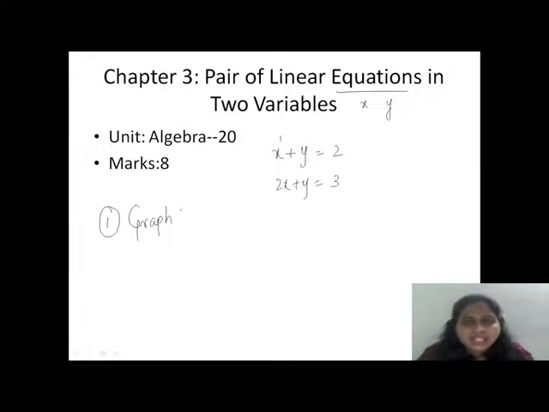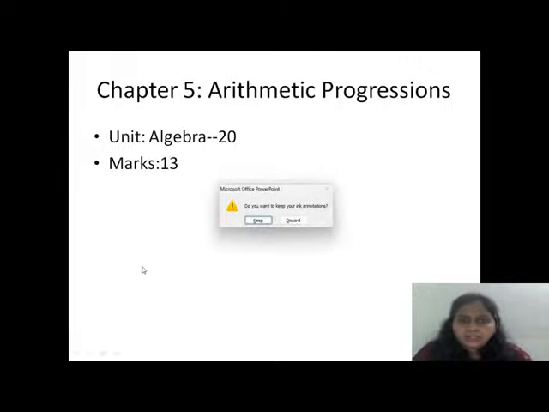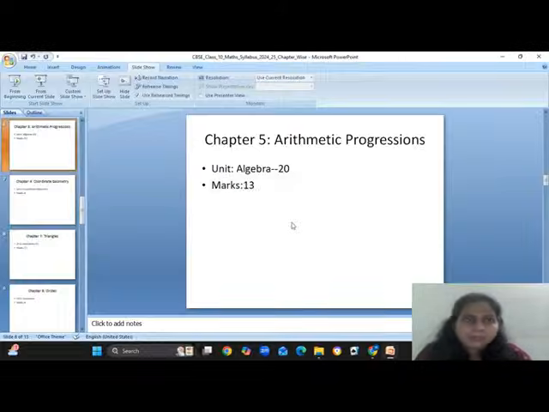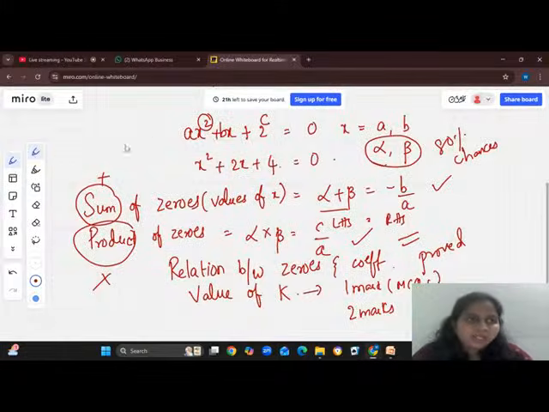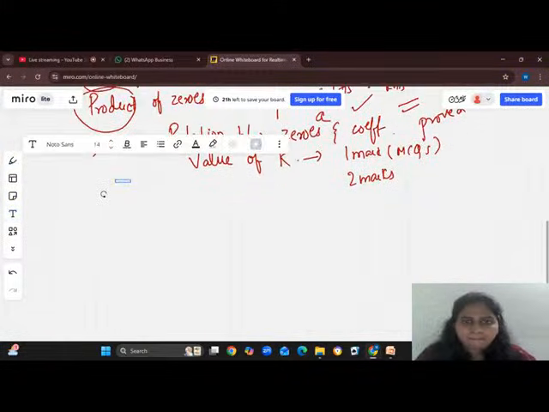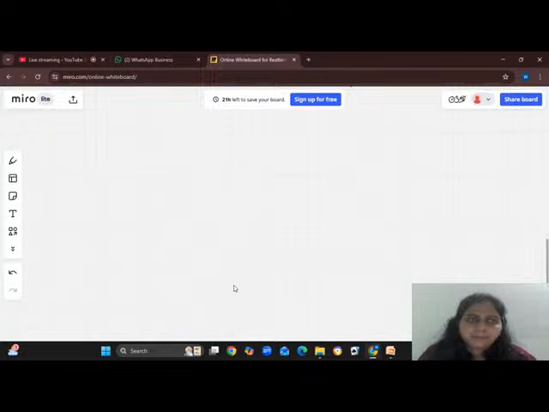which you can score easily. Very, very easy. Actually, some students told me, ma'am, how can we draw the graph? I already told in my video, but I just want to give a fast technique to draw a graph easily. For example, these are my two equations. How to draw a graph? It's better, I think, if I go to my whiteboard and explain how to draw a graph.